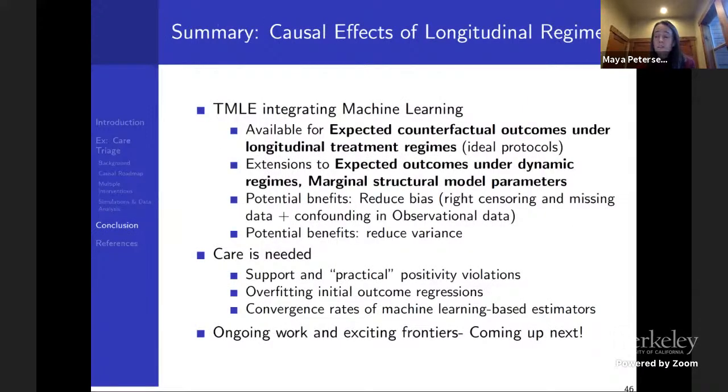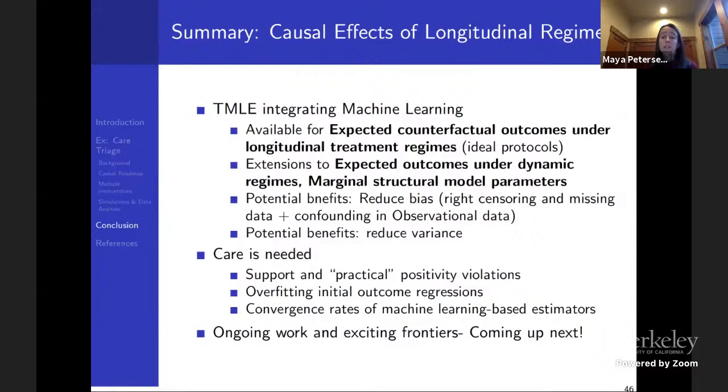So just to conclude, with many thanks, we have these longitudinal targeted maximum likelihood options, integrating machine learning to go after both expected counterfactual outcomes of these longitudinal regimes, but also a whole range of more complex parameters like dynamic regimes and marginal structural models.